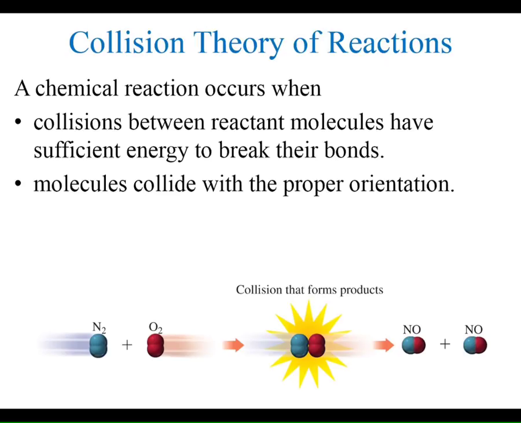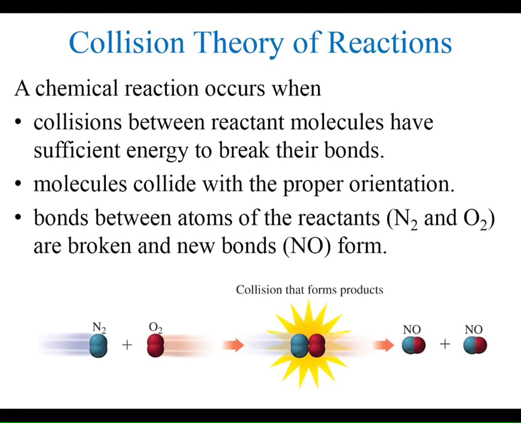The orientation is important because if they collided, let's say, end to end, that wouldn't work because you wouldn't get an N and an O and an N and an O connecting. So it's also how hard they hit and the orientation with which they hit. Then that third part is that now we've broken them apart, and we have to recombine them back together in the products. So that's three different pieces that have to happen in what's called the collision theory.